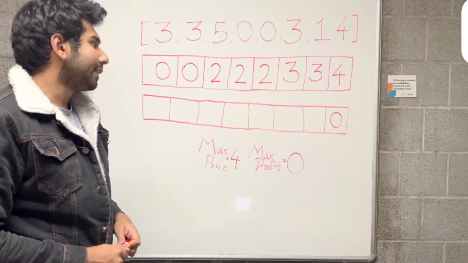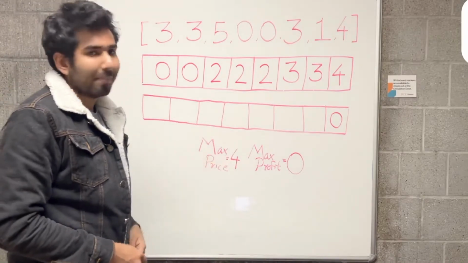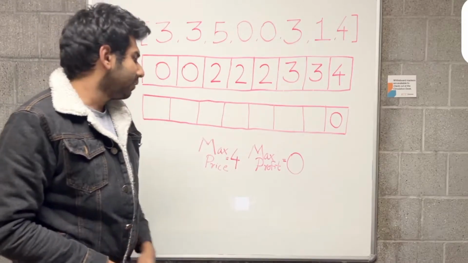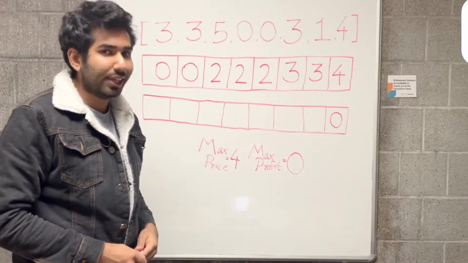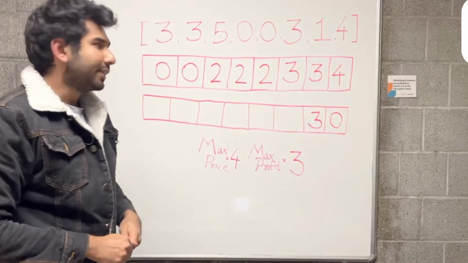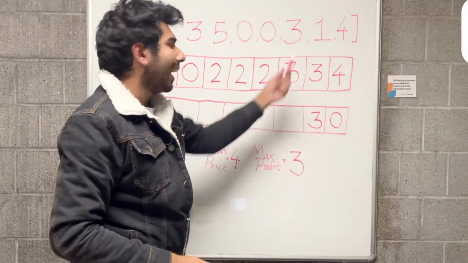So for calculating the profit, we can do 4 minus the current price 1, which is 3. So in the beginning, we will be updating our maximum profit to 3 and then putting the maximum profit value over here. Alright, so coming to our next iteration, we are at value 3.